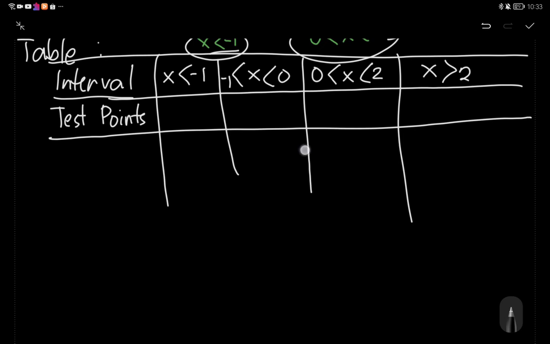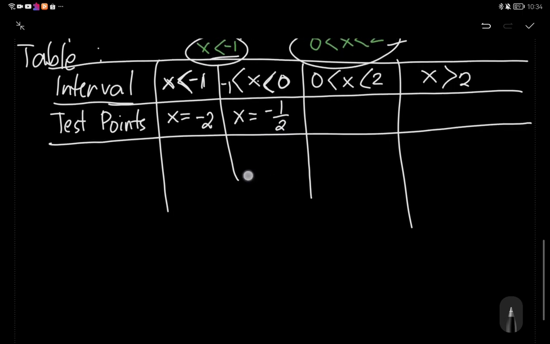What value of x is smaller? x is less than negative 1. So, it is smaller than negative 1. For example, that is negative 2. Negative 2 is smaller than negative 1. Now, x is greater than negative 1 and less than 0. It is less than 0, but it should not go beyond negative 1. So, we choose the middle, negative 1/2.